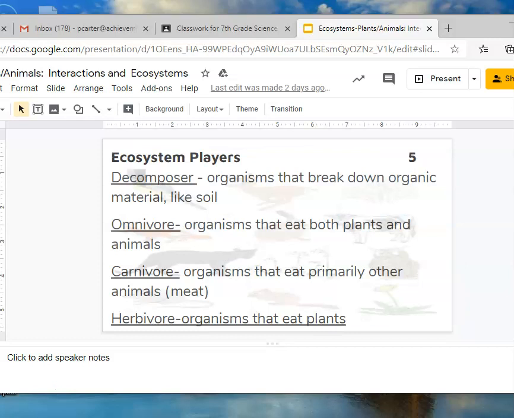Ecosystem players. We have decomposer, or organisms that break down organic material like soil, and omnivore, or organisms that eat both plants and animals, carnivore, or organisms that eat primarily other animals or meat, and a herbivore, or organisms that eat plants.